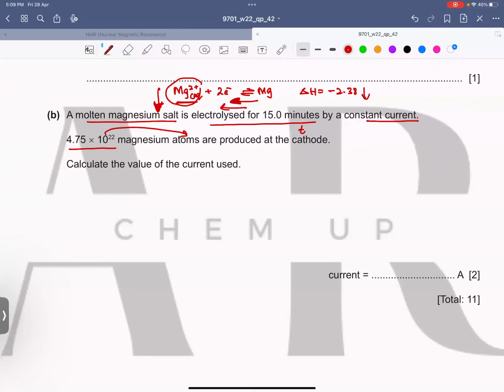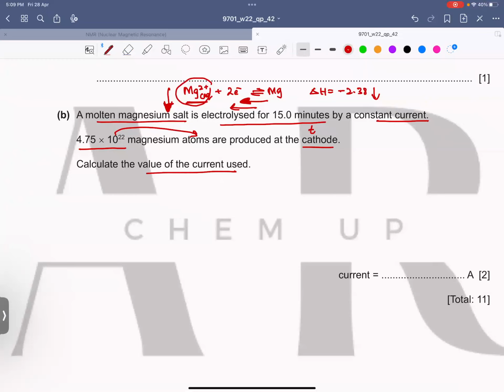4.75 exponent 22 atoms are produced at the cathode. Calculate the value of the current used. If they have told us that magnesium atoms are being formed, I can write the reaction that is occurring at the cathode. In this reaction, there are 2 moles of electrons, which means 2 times 96500 coulomb of charge is being used to form 1 mole of magnesium, and the mass for 1 mole of magnesium would be 24.1 grams, right?